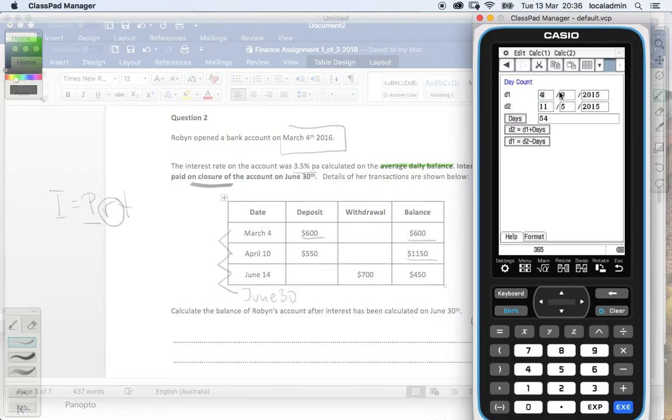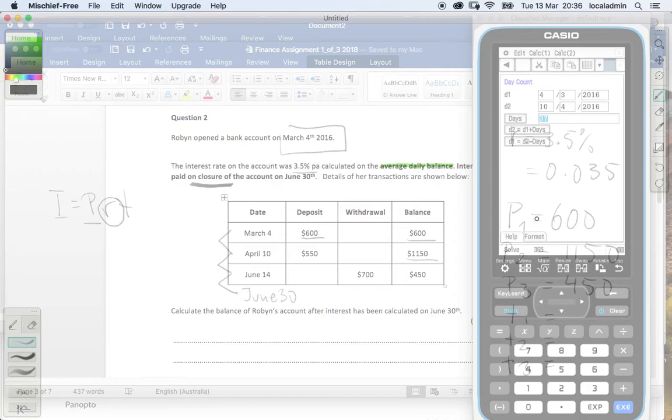Okay, so that's the 4th of March, and is the year there 2016 now? Okay, and we are going to the 10th of April. 10th of April 2016. Here we go, and that makes 37 days. So let's bring that here.